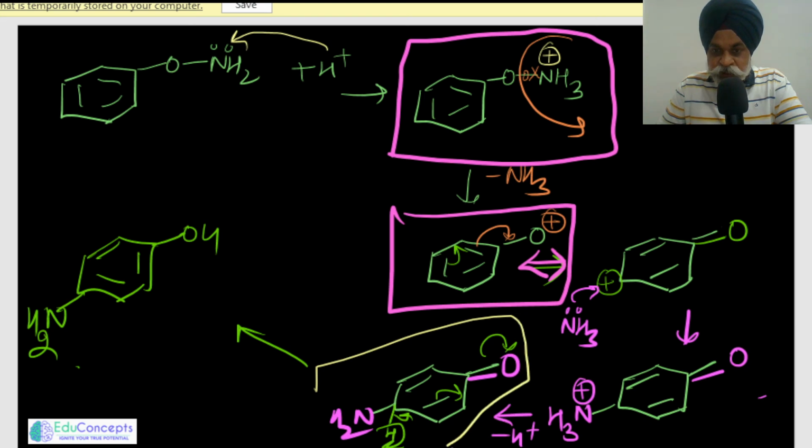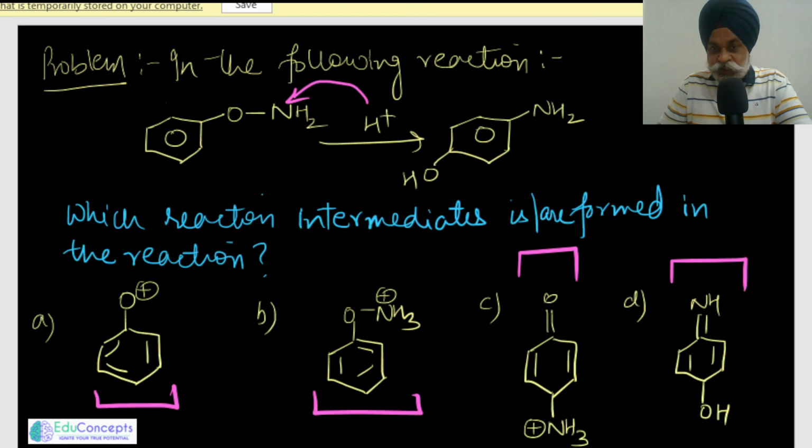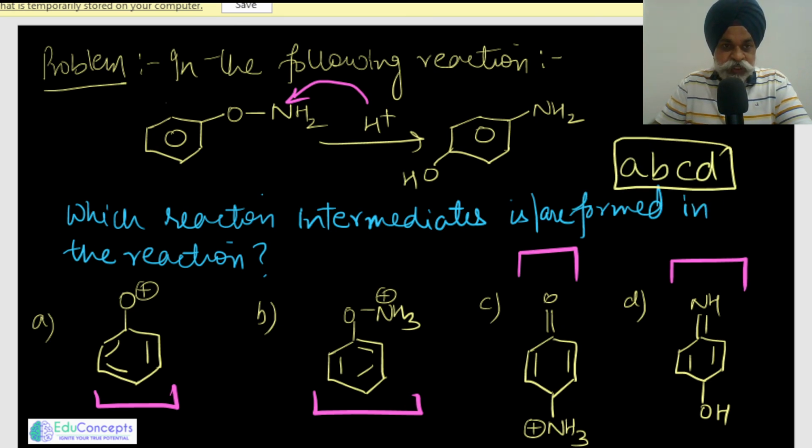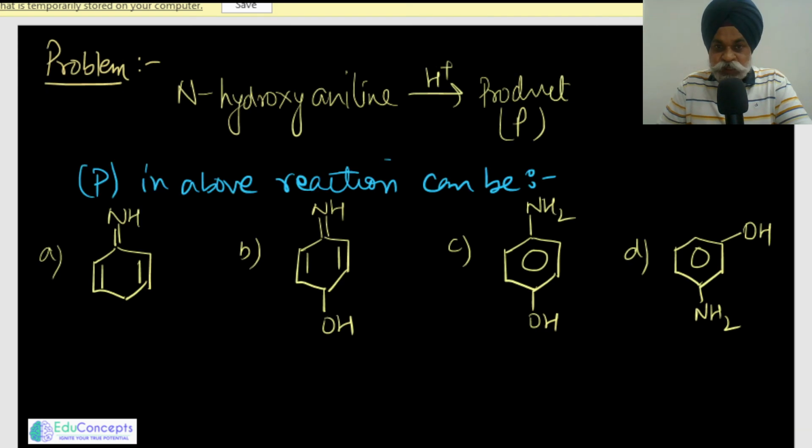Okay, so I hope you have understood it. All four intermediates which they have shown are part of this particular reaction sequence. So the answer to this question shall be A, B, C, D. And for the previous question, I haven't marked the answer. So in the previous question, this had been the answer. So option C is the answer.